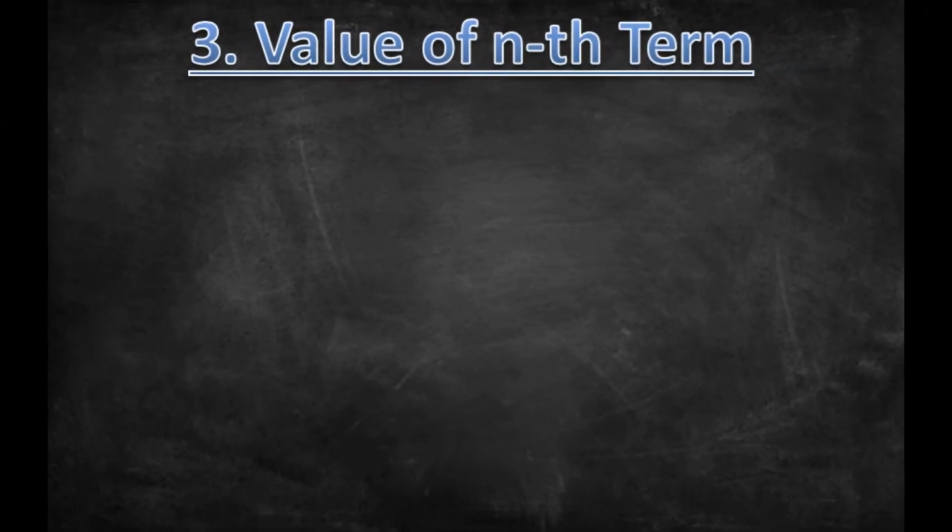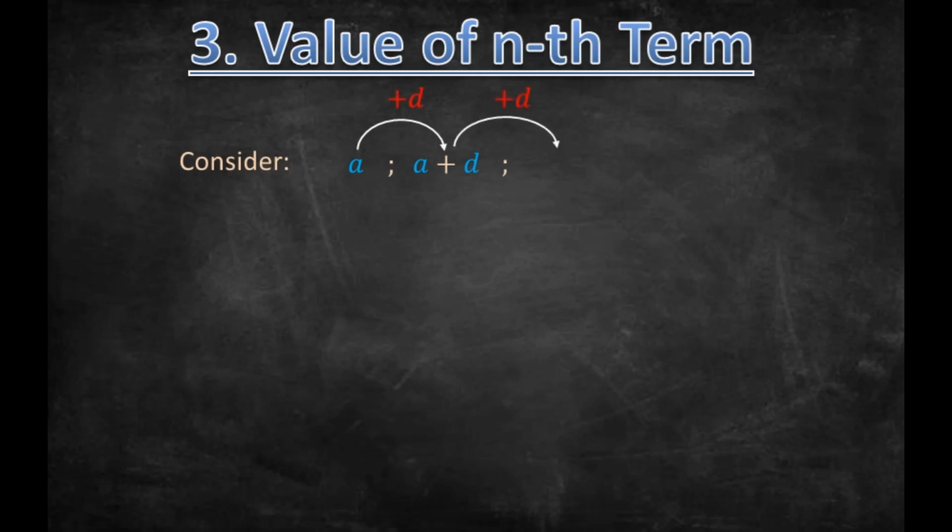We now want to come up with a formula for the value of the nth term of an AP. Let's consider a sequence or arithmetic progression where the first term is a and the common difference is d. So to get to the second term, we add d to the first term to get a plus d. Then to get to the third term, we add d to the second term, so we end up with a plus 2d. So T1, the first term, is equal to a. T2, the second term, is equal to a plus d, and T3, the third term, equals a plus 2d.